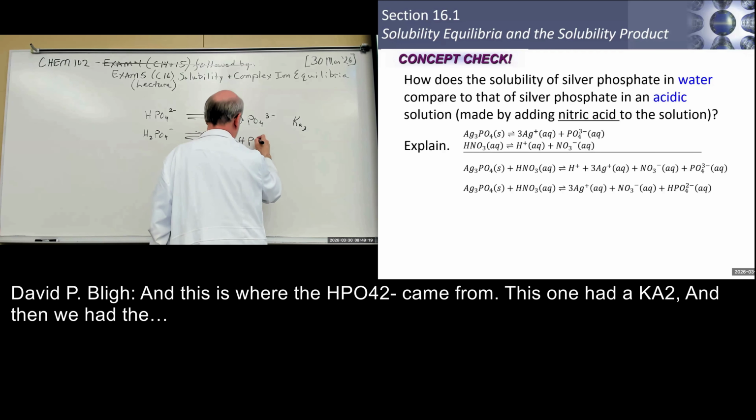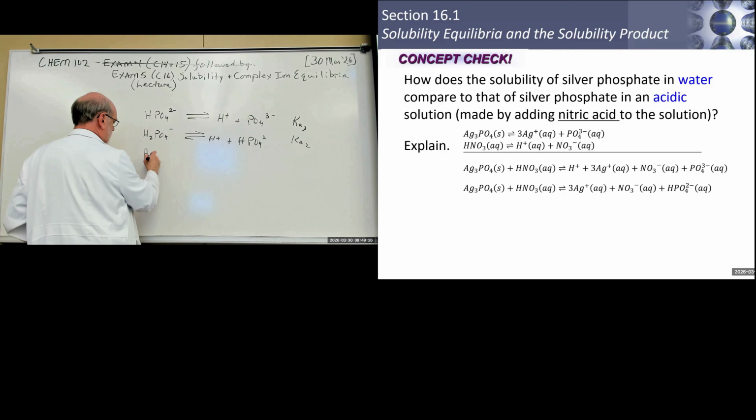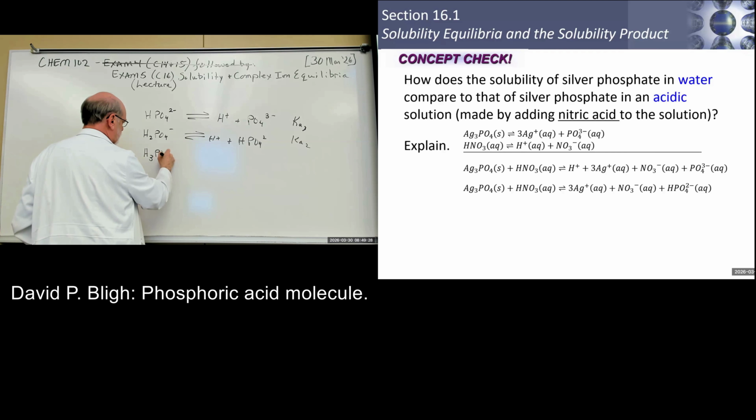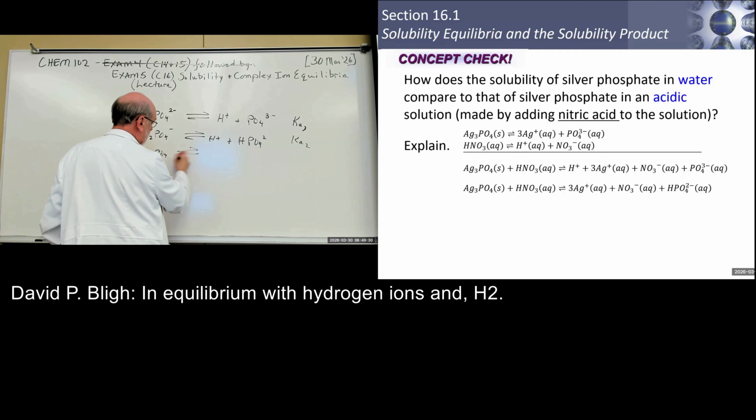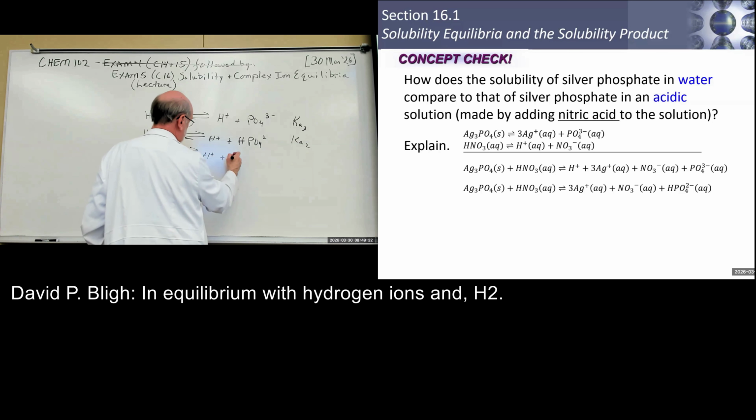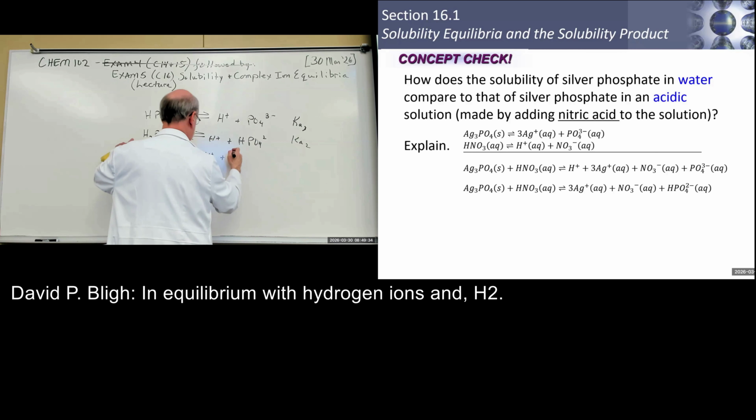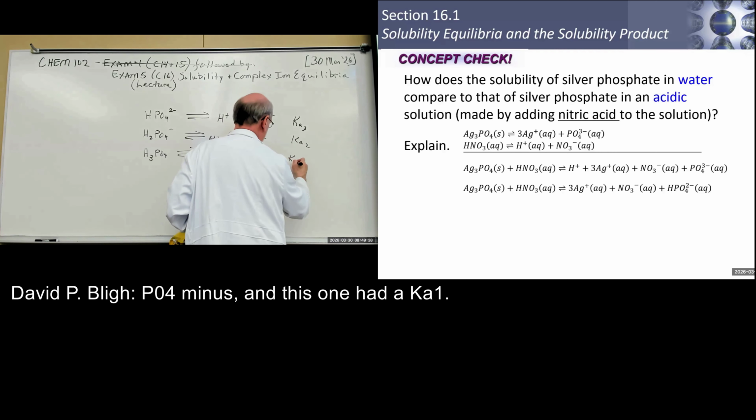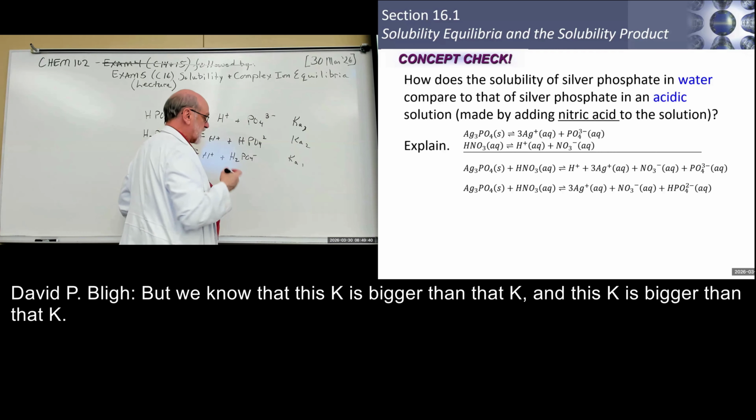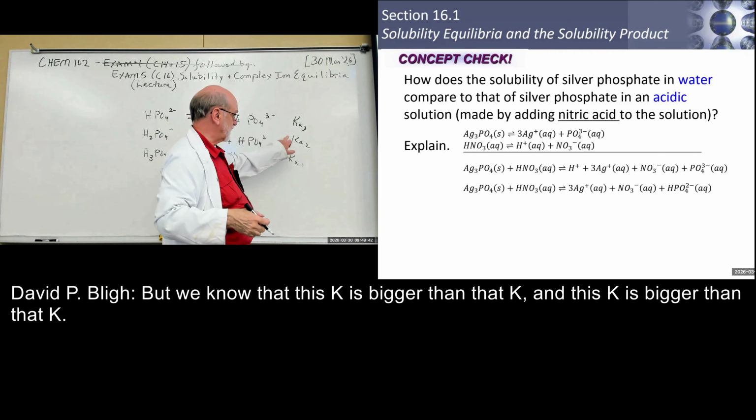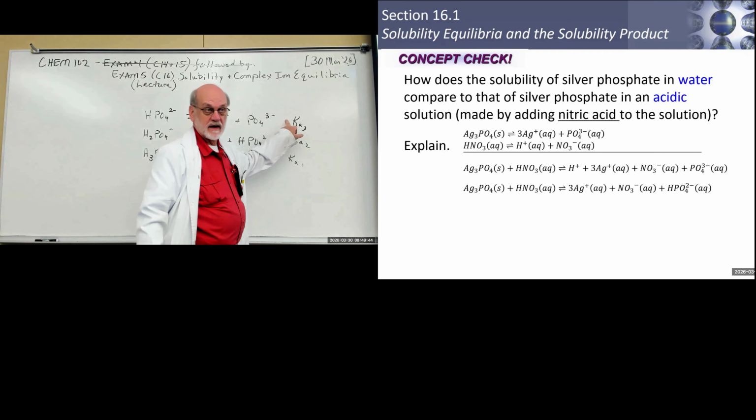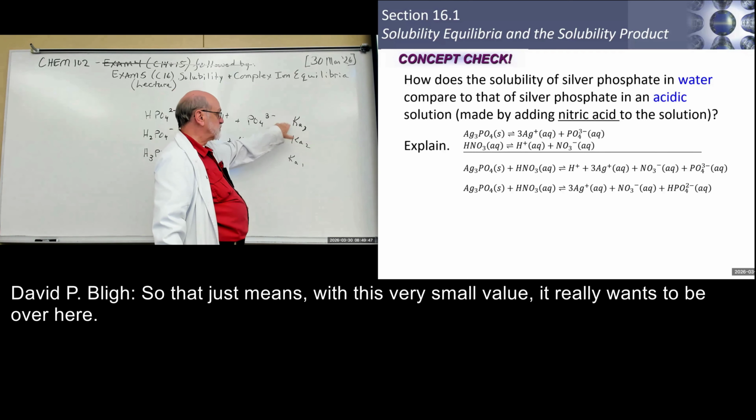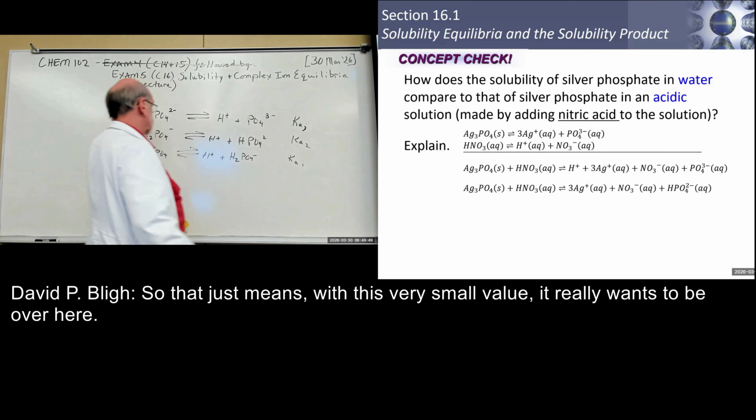And this is where the HPO4 2 minus came from. This one had a Ka2. And then we had the phosphoric acid molecule in equilibrium with hydrogen ions and H2PO4 minus. And this one had a Ka1. Well, we know that this K is bigger than that K, and this K is bigger than that K. So that just means with this very small value, it really wants to be over here.